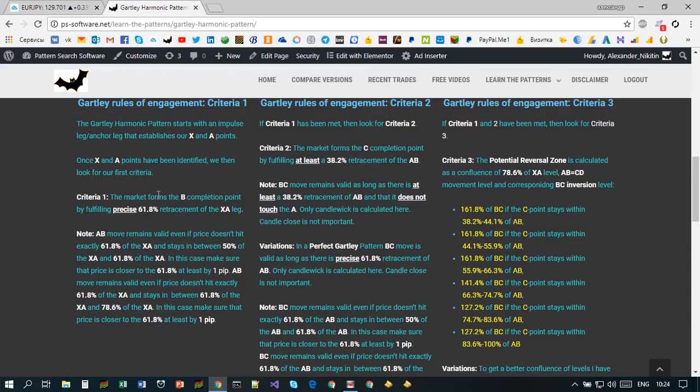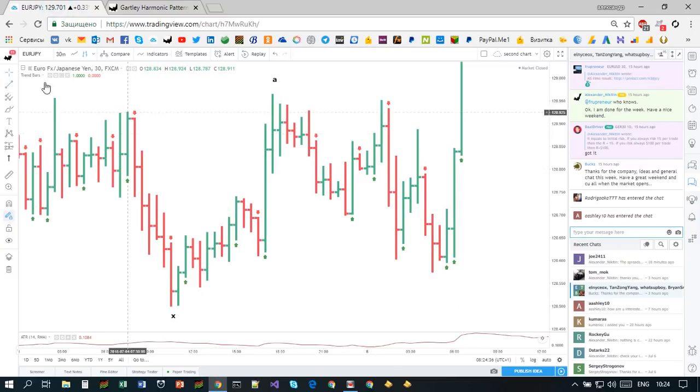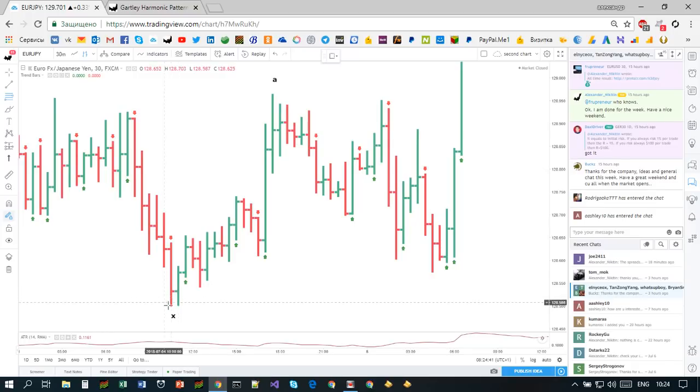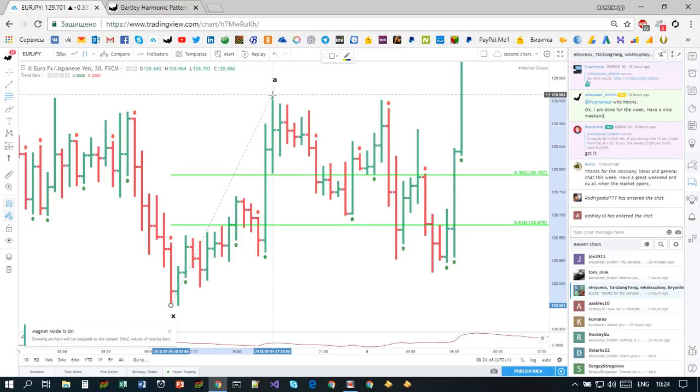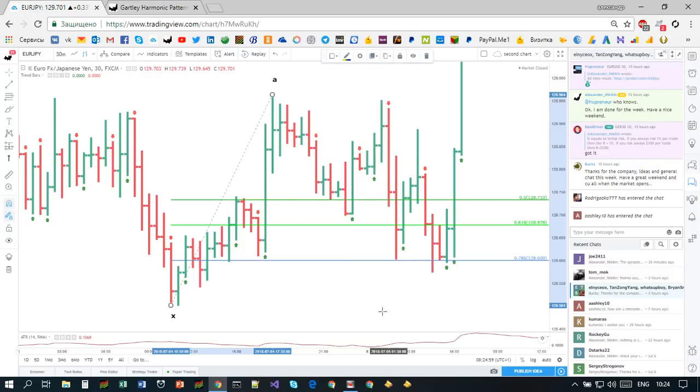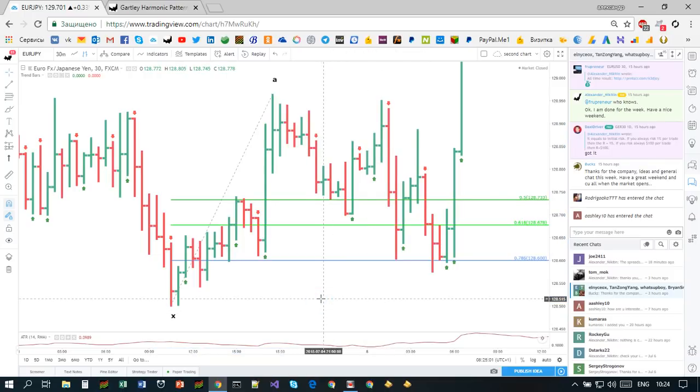Criteria number 1. The market forms the big completion point by fulfilling a precise 61.8 retracement of X to A. Now I will teach you how you do this. You take your Fibonacci retracement. You enable magnet mode. Fibonacci should magnet to price. Here, yes. Then you go to settings, and you enable 50, 61.8 and 78.6. These are the levels that you need for identification purposes.